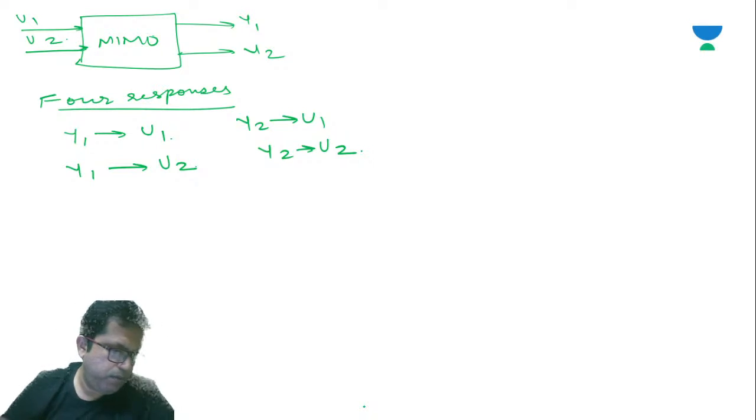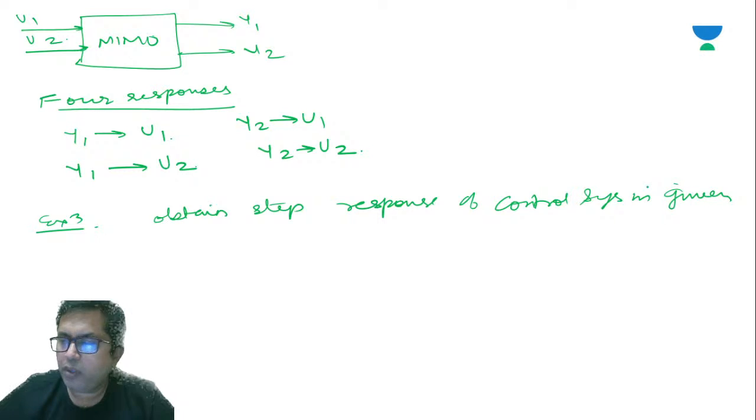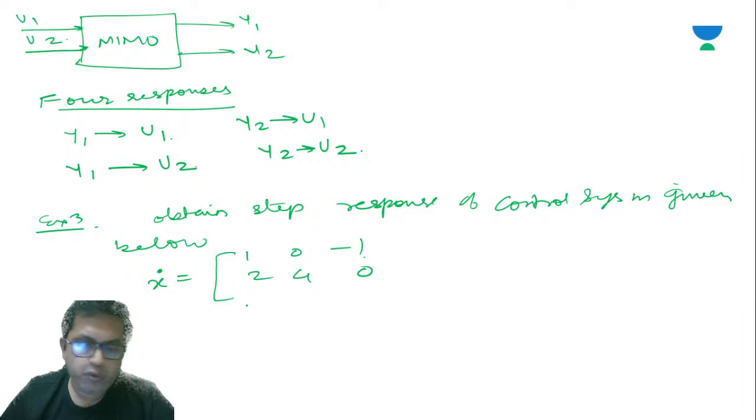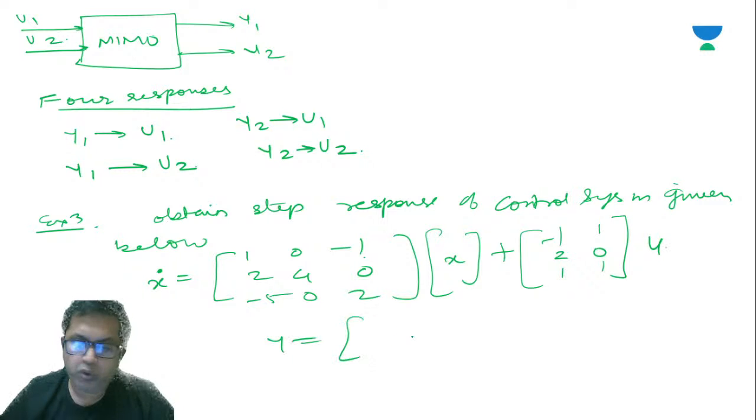Let us solve one more example. Obtain the step response of the control system given below. x dot is equal to [1 0 -1; 2 4 0; -5 0 2] x plus [-1 2; 1 1; 0 1] u. y is equal to [0 3 1; -1 1 -1] x.